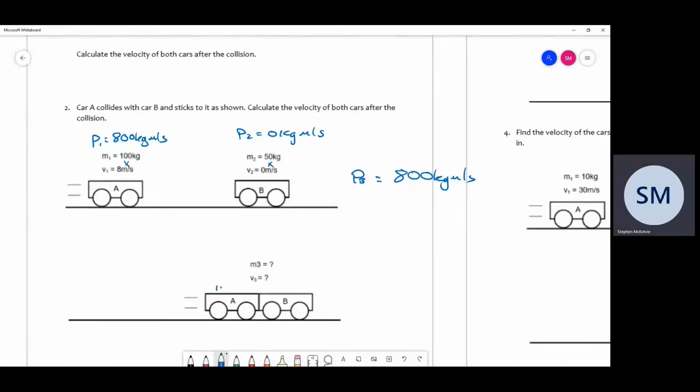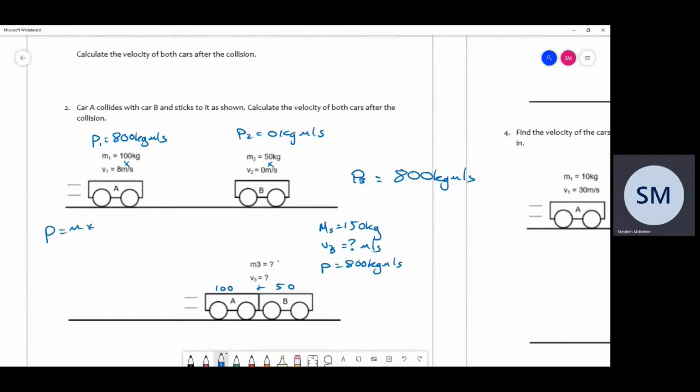M3 is going to be the mass of A, which is 100, plus the mass of B, which is 50, giving me a mass of 150 kilograms. The velocity, V3, I do not know. That's right, it's a very bad 3. I'm writing with my mouse, so it gets a bit difficult. And the momentum is going to be 800 kilogram meters per second.